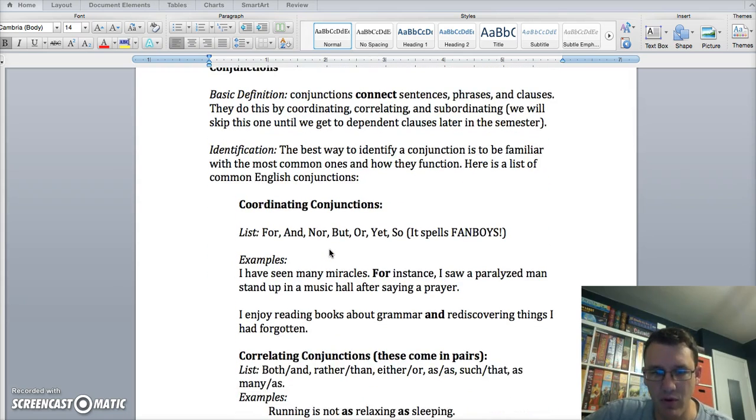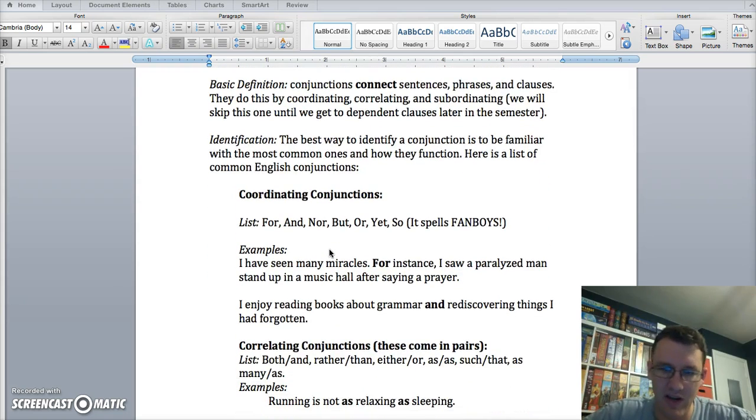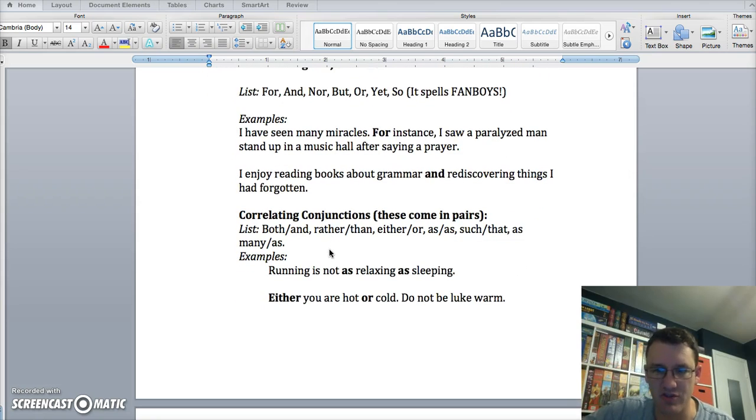The most common way that we're used to seeing them is coordinating conjunctions, and there's a nice little acronym, FANBOYS: for, and, nor, but, or, yet, so. These are often coordinating conjunctions, and what that means is that they connect sentences, phrases, clauses, etc. Okay, correlating conjunctions are pairs. So both, and; rather than; either, or; as, such that, and so on. If you see these, you want to look for the others so you can identify them.